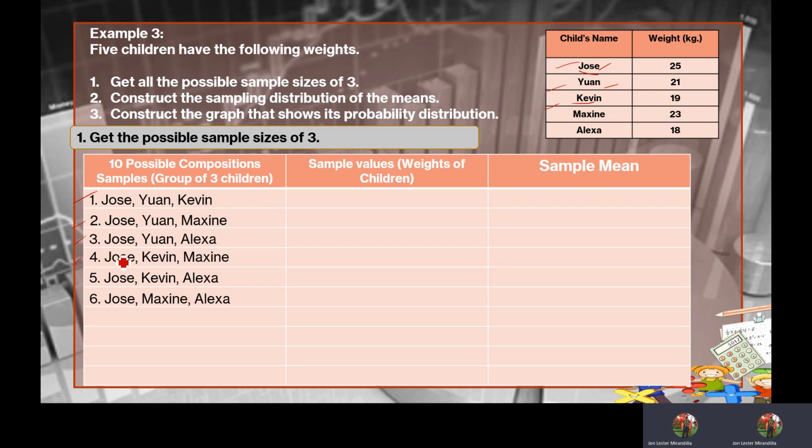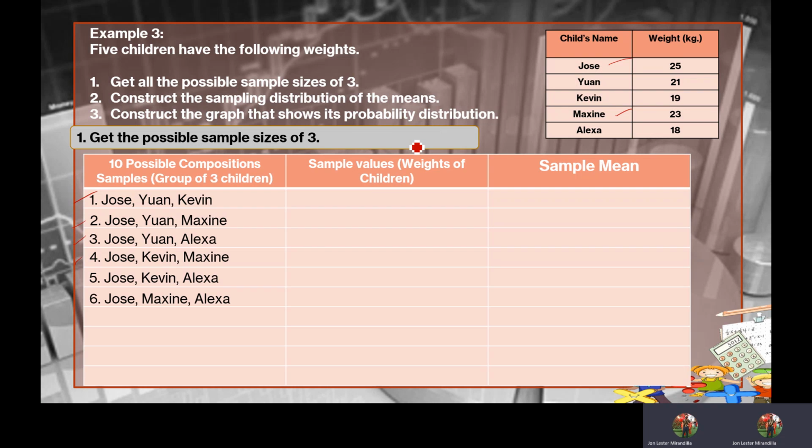Wait. Okay, mamaya na yung Jose, Kevin, and Yuan. Meron na pala dito kasi bawal ang repetition. Jose, Kevin, and Yuan, nandito siya sa number 1. Kaya nag-proceed na tayo sa Jose. Proceed tayo sa Jose, Maxine yan, kasi tapos na si Jose, Kevin.